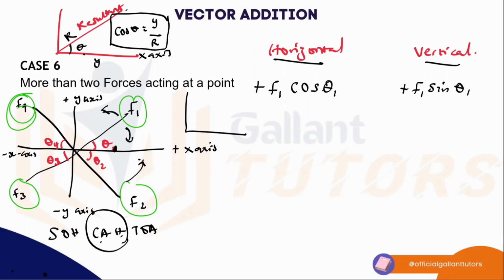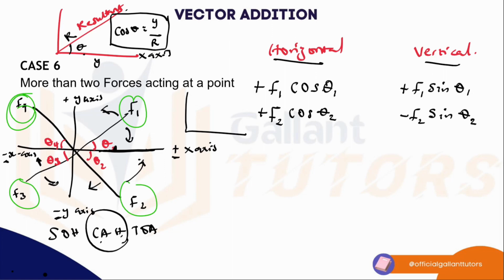For the second one, which is f2, it is going towards this side, which is positive. So we are going to have plus, since the theta is towards the horizontal part, cos will still retain. We're still going to use cos, so we're going to say cos theta 2. Remember the sign, so instead of plus it will be minus f2 sine theta 2. Exactly.